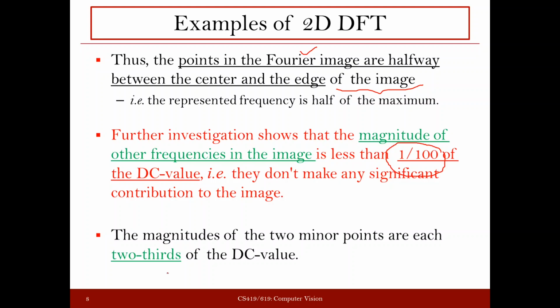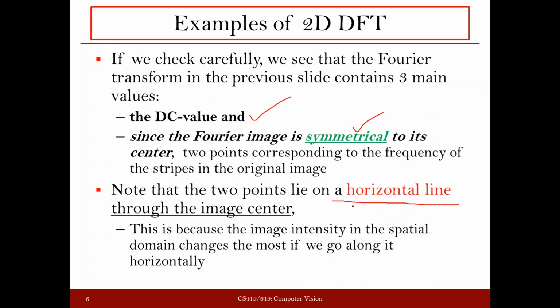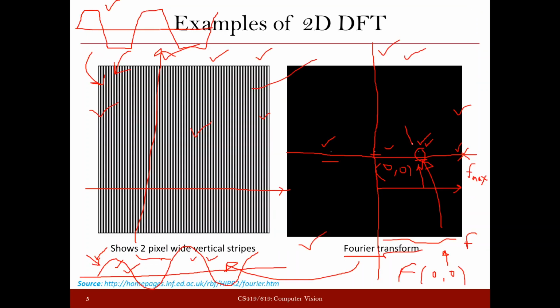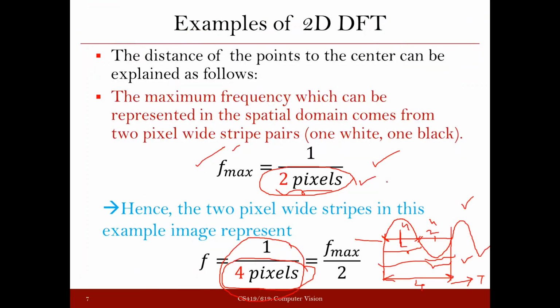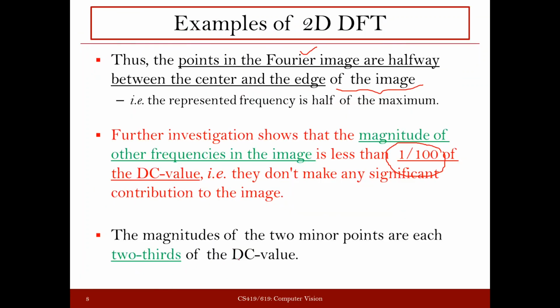If you analyze the coefficient of this one frequency that is visible here, it turns out that the coefficient for this frequency is around 2/3 of the DC value. So whatever DC value you have, this coefficient is 2/3. Since it is 2/3, relatively it is high, so that is why it is visible there.